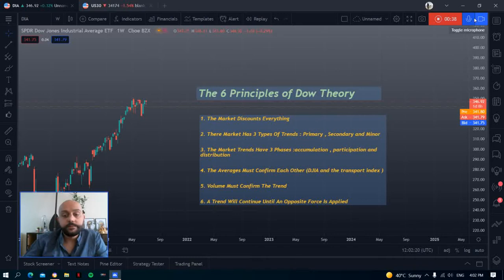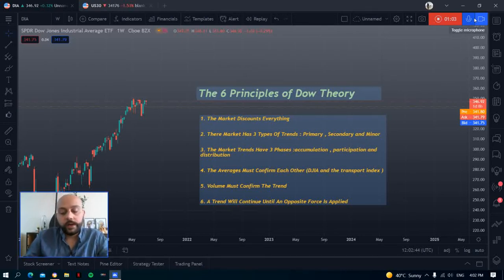The second principle is the market has three types of trend: the primary, secondary, and minor trend. Let's talk about the primary trend. The primary trend is the big yearly trend. It is basically the big movement of the trend. The secondary trend is the monthly trend. It could go in sync with the primary trend or against it. And the minor trend is basically the weekly trend.